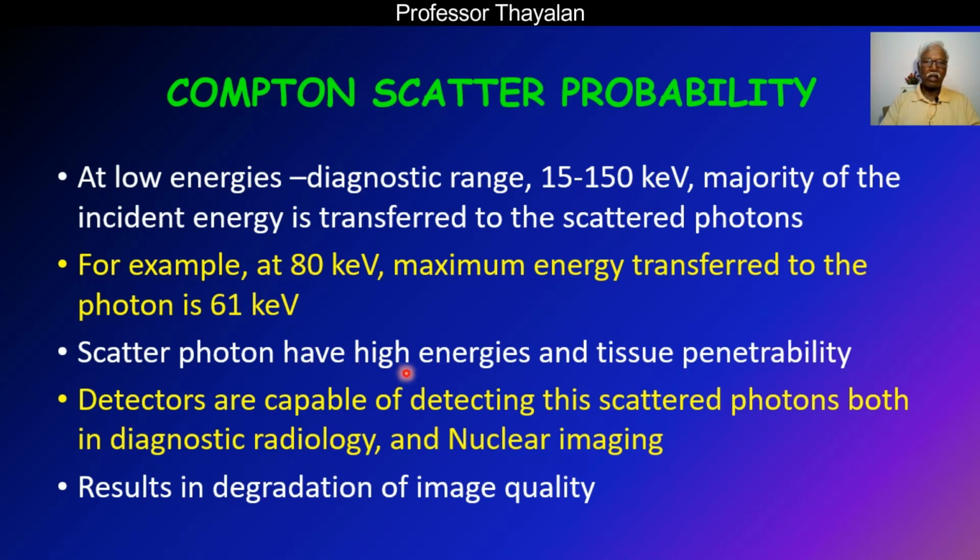The scattered photons have higher energies and have high tissue penetrating power. Once the scattered photon arises, the detectors used in diagnostic radiology and nuclear medicine are capable of detecting the scattered radiation. As a result, one may get degradation of image quality.